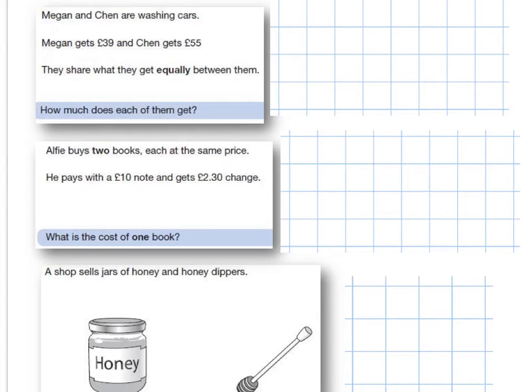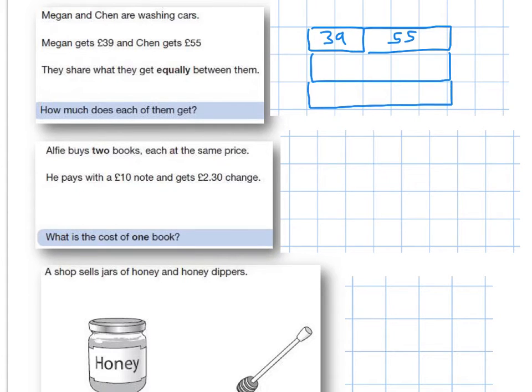The first one, we've got Megan and Chen washing cars. Megan gets £39, Chen gets £55. So I'm going to draw those two amounts. So we've got Megan's 39, we've got Chen's a little bit bigger, 55. They share what they get equally between them. How much did each of them get? So they need to put their money together. That will give us a new number. Then once we've got that new number, we then need to halve it because they're sharing it equally.